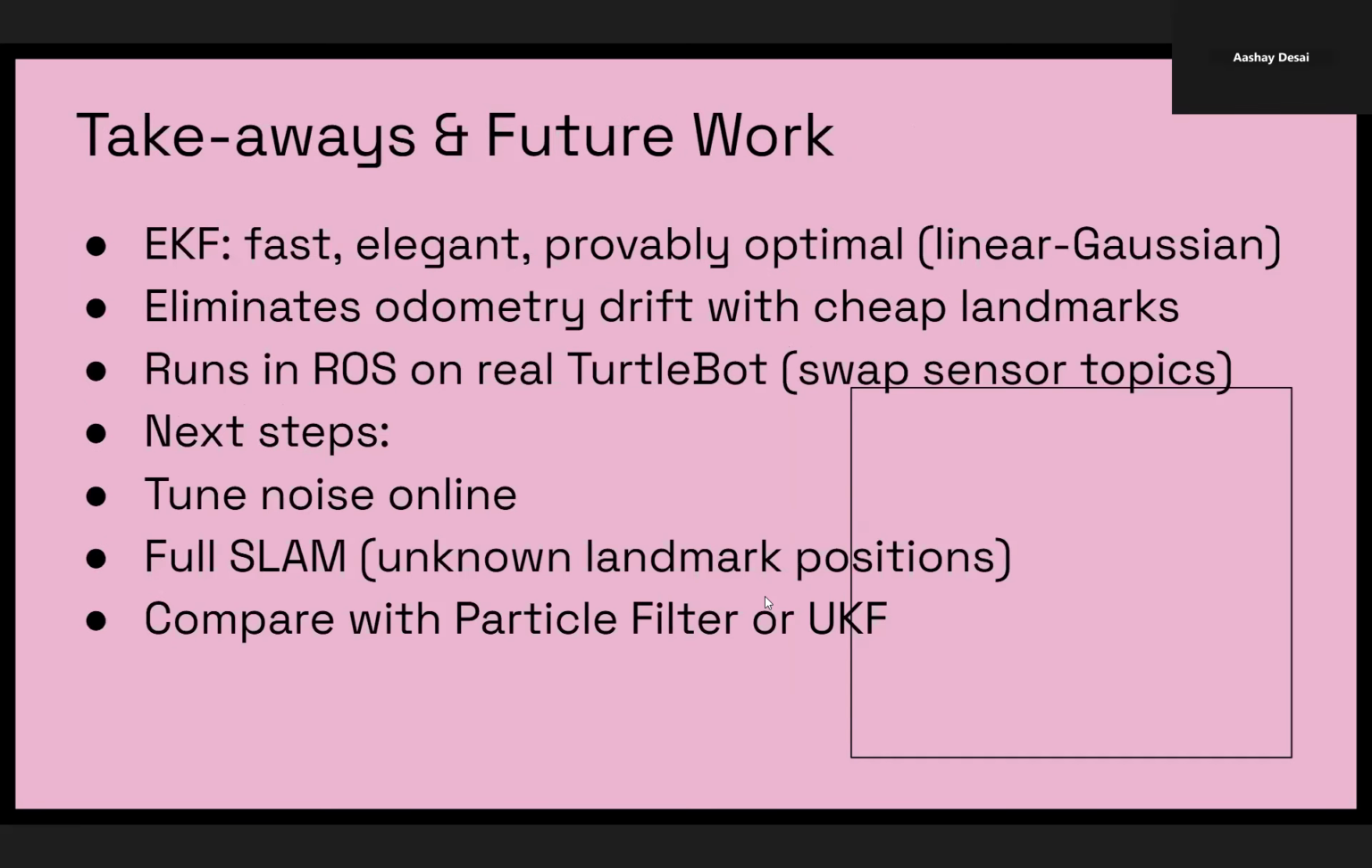To recap, the EKF is fast, conceptually simple, and under linear Gaussian assumptions, provably optimal. Fusing even a handful of cheap landmarks eliminates unbounded odometry drift. The same Python code drops straight into ROS. Just subscribe to the encoder and LiDAR topics. For future work, I'd like to tune the noise parameters online, try an unscented or particle filter, and move to full SLAM where the landmarks are unknown.